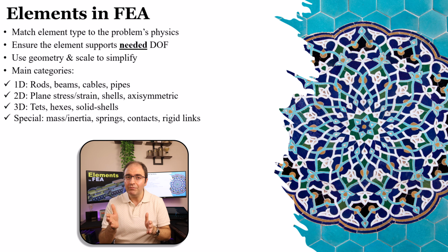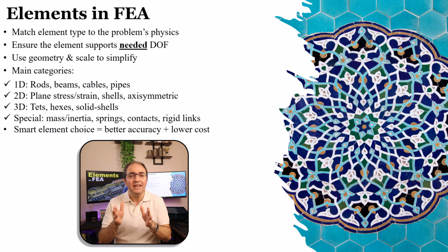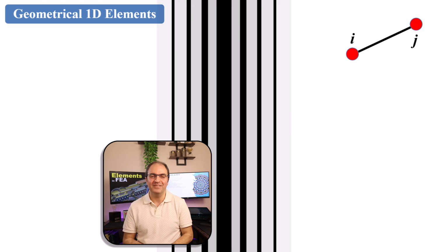As we go through them, keep this in mind. The most effective FEA models strike a balance between the physics you need to capture, the total degrees of freedom, and the geometry you have. Making smart choices here lays the foundation for accurate and efficient simulation. Let's start with 1D elements.